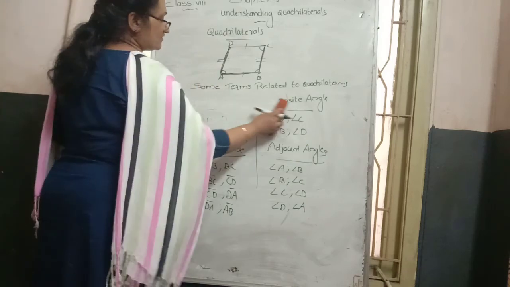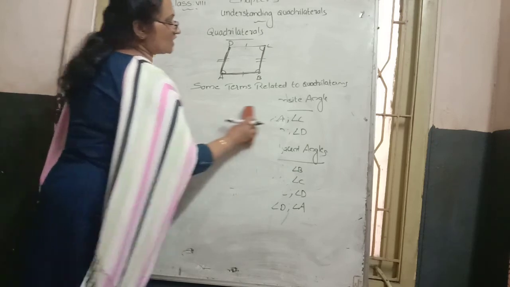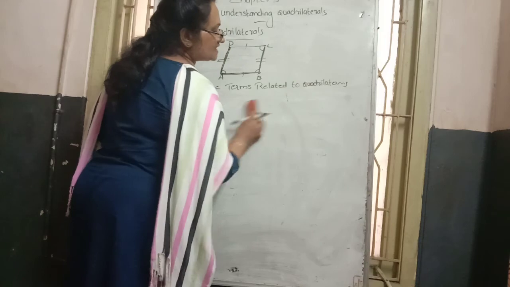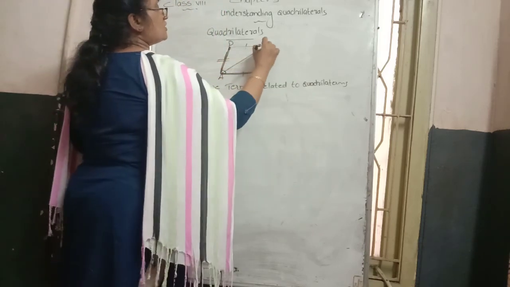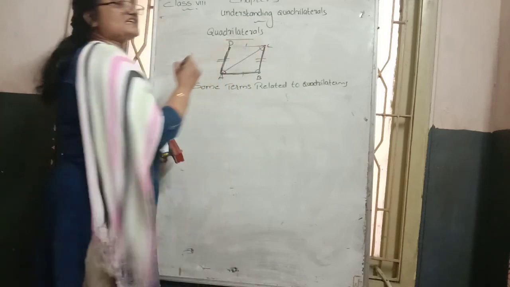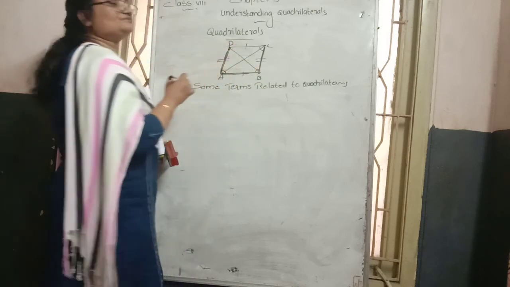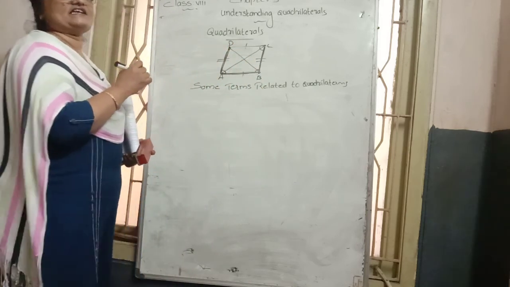Next one is, what about diagonals? Diagonals means opposite vertices are joined by a straight line segment. That line we call a diagonal. See, A and C are opposite vertices, they are joined by a straight line. So AC is a diagonal. One more diagonal, BD, is the other diagonal. In this way we can draw the diagonals also.